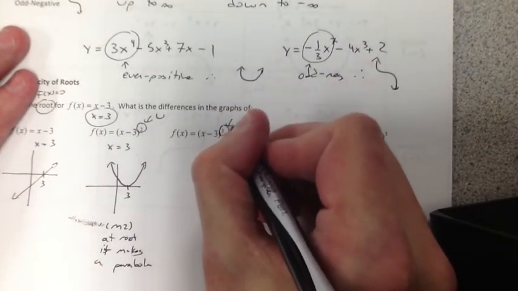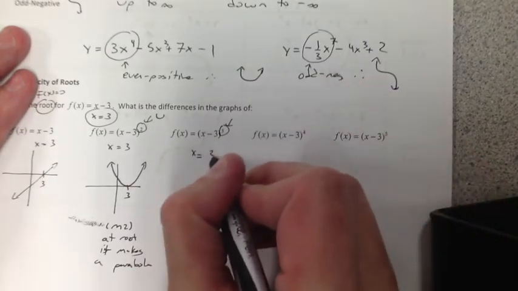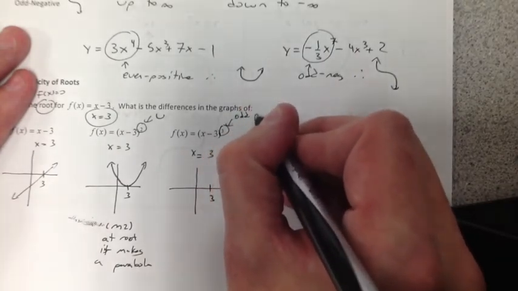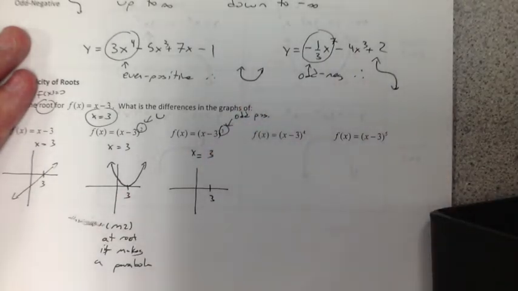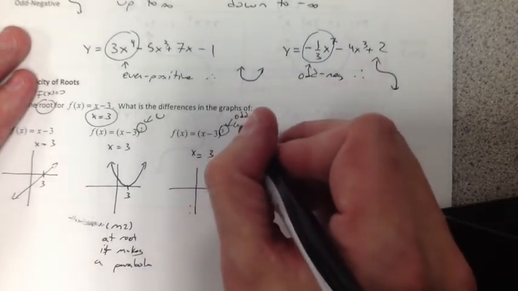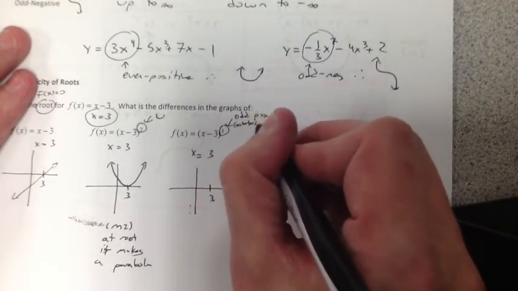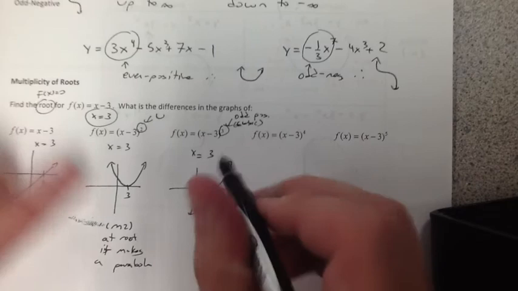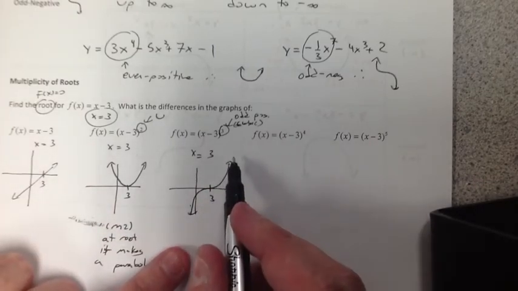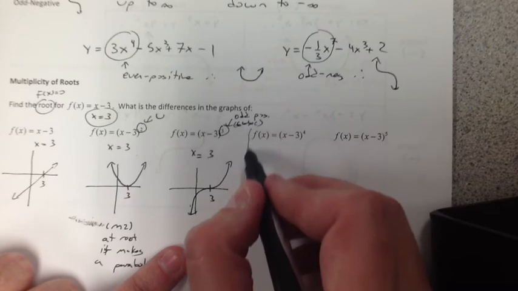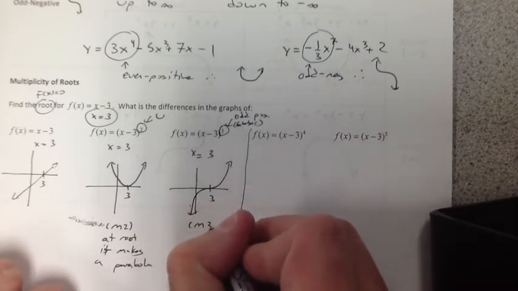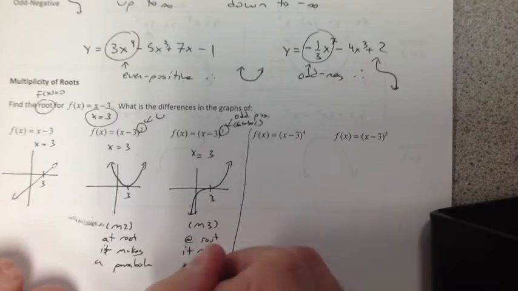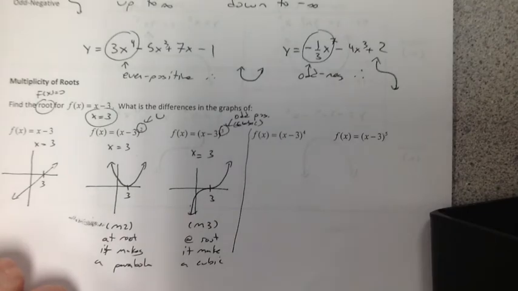Now the 3, it's also the same root, x equals 3. So at x equals 3 on my graph, what does the 3 do? It tells me it's odd positive. So it has to look like a cubic graph. This is our cubic graph. Odd positive, so what's it going to do? It starts down and ends up. Now those are pretty simple to do. We call this M3. So at the root, it makes a cubic graph.